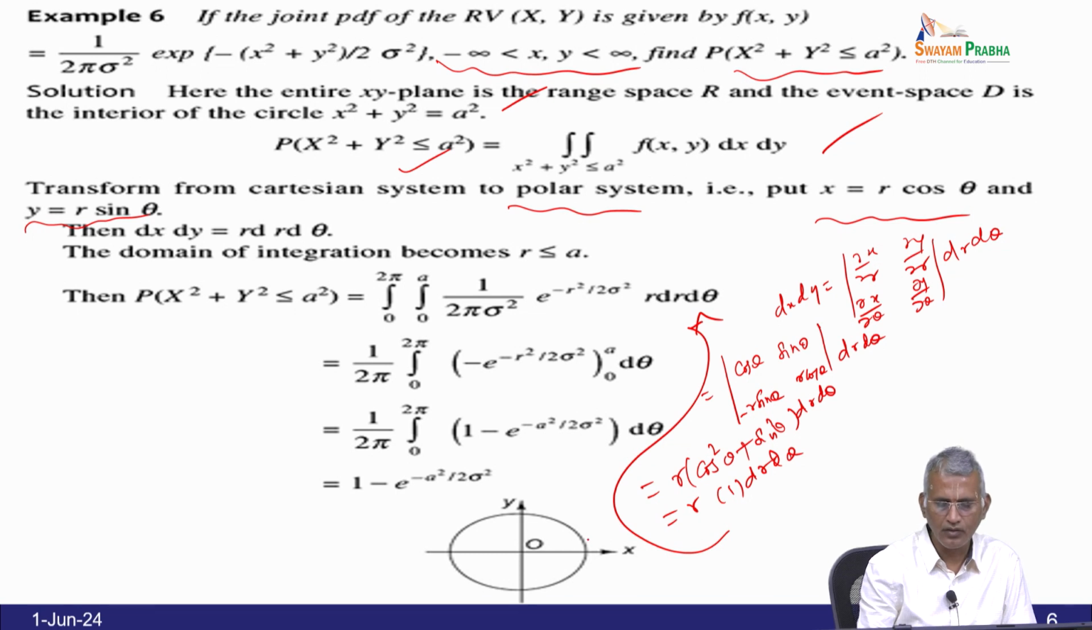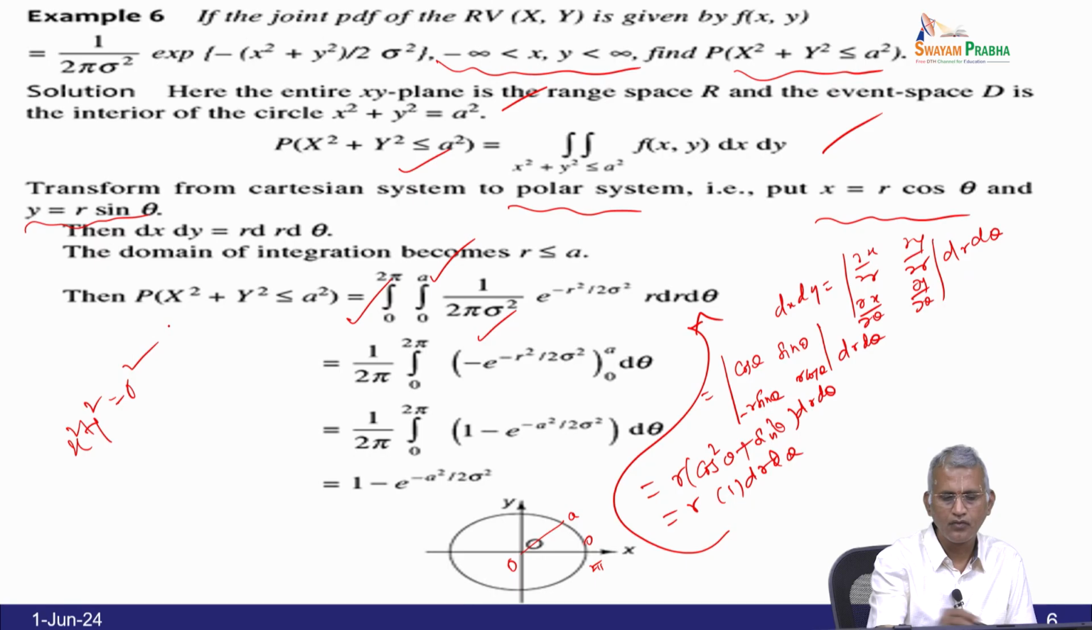Since it is a circle, theta goes from 0 to 2 pi, and with respect to r it is 0 to a, the radius. And then we have the function 1 by 2 pi sigma square into e power minus x square plus y square, which here is r square, so it becomes r square by 2 sigma square, into r dr d theta. So 1 by 2 pi is taken outside, and the integral 0 to 2 pi is kept as it is.